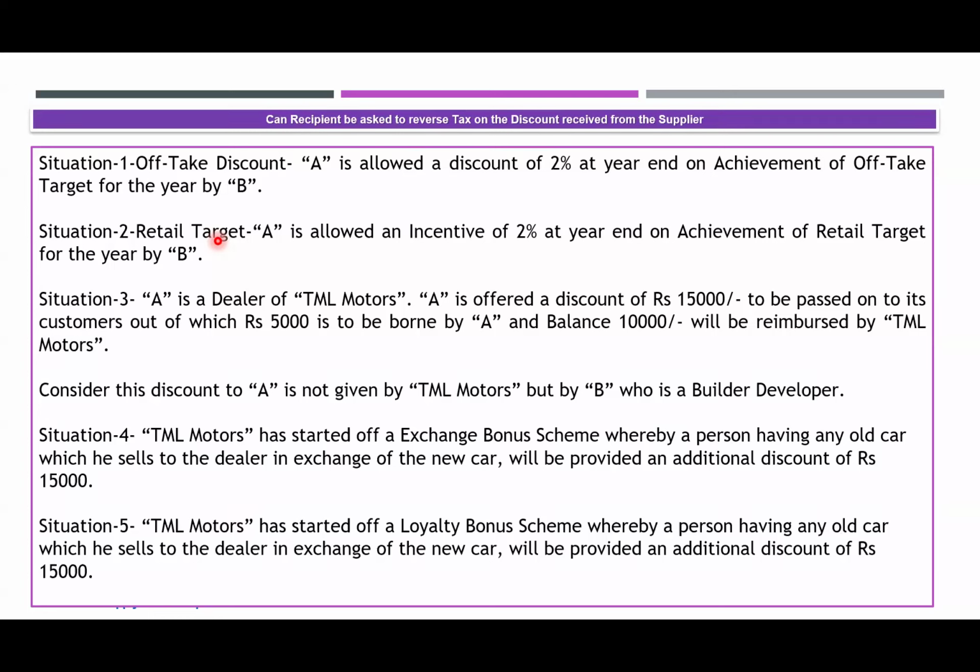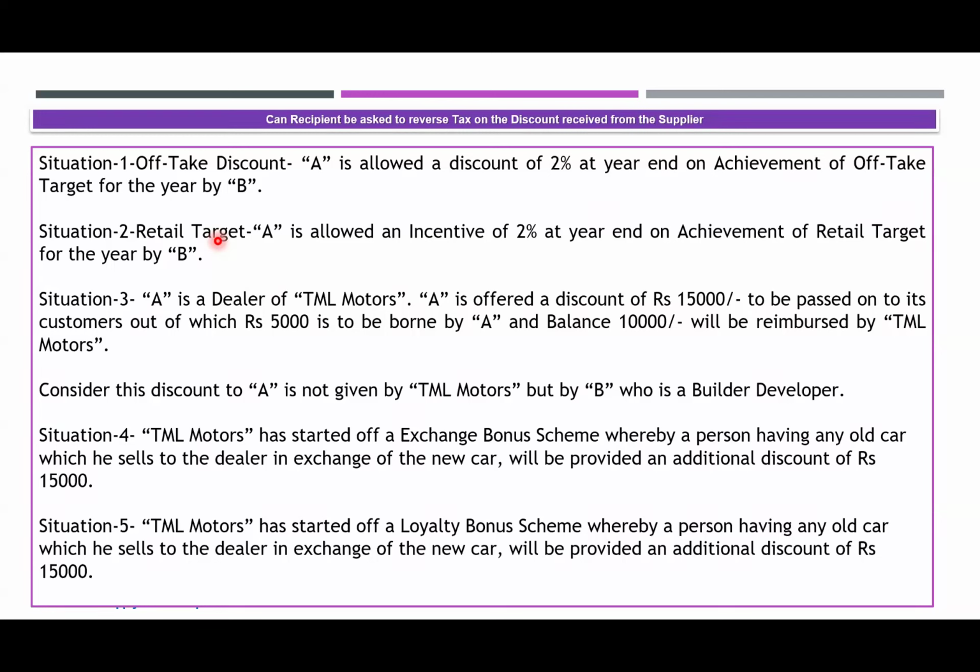In situation 2, that is retail target, A is allowed an incentive of 2% at year end on achievement of retail target for the year by B. Now again, there is a pre-existing contract between A and B. A had paid a purchase price to B earlier, and out of that purchase price, it is treated that B is repaying or reimbursing some amount to A. The quantification of the amount to be paid, that is 2%, in situation 1 was on the basis of offtake discount. In situation 2, it is on the basis of retail target. So it is only the mode of quantification which has changed. But ultimately, the nature of the amount being paid always remains the same.